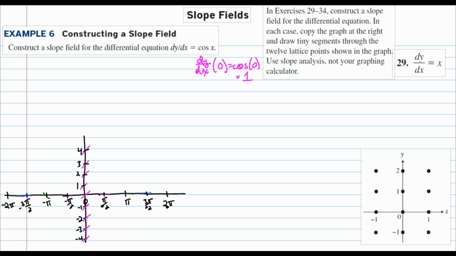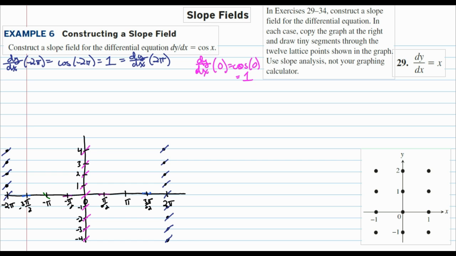Alright, well now let's plug in something that is also easy, maybe negative 2 pi and 2 pi, they're going to have the same cosine value. If I plug in negative 2 pi at the derivative, cosine of negative 2 pi is 1, which is the same thing as plugging in positive 2 pi. So now I can draw my little mini tangents that have a slope of 1 over here at 2 pi, and again here at negative 2 pi, because all of those little tangents where x equals 2 pi or x equals negative 2 pi are going to have a slope of 1, no matter where in this family of curves, this whole field of slopes.